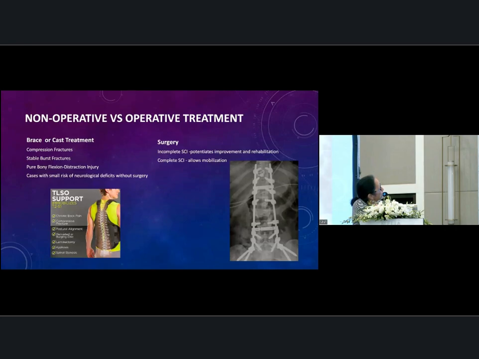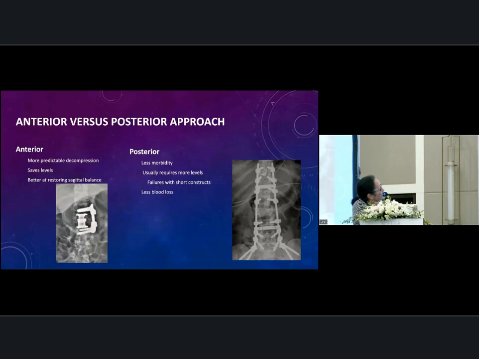So non-operative versus operative management in the spine, with the brace or cast, they're usually the compression fractures, the stable burst fractures, pure flexion extension injuries, and cases where there's a small risk of neurological deficit without surgery. For those patients who are having surgery for spinal cord injury, for those that are incomplete, it potentially improves neurological recovery and rehabilitation, whereas for those with a complete spinal cord injury, it allows them to mobilise. Dr. Awad will talk more about anterior versus posterior approaches.